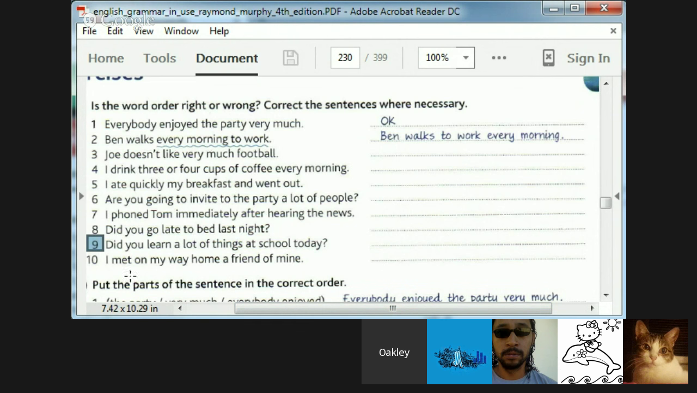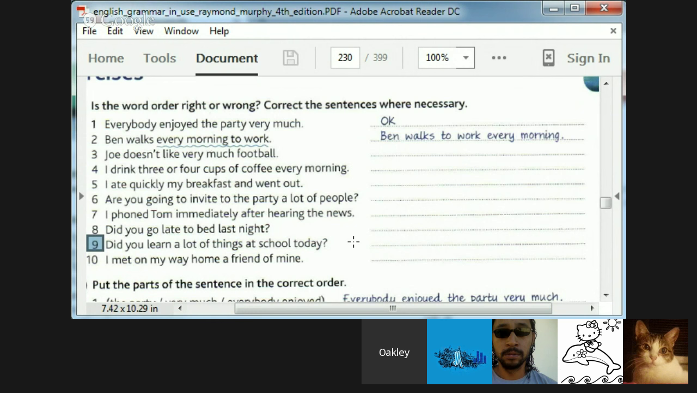Carolina, number 9. Did you learn a lot of things at the school today? I think it's correct. Or you can say, today, did you learn a lot of things at the school? Yeah, you're adding now. You're adding "the." That's not even there. At school. Yeah, at school.